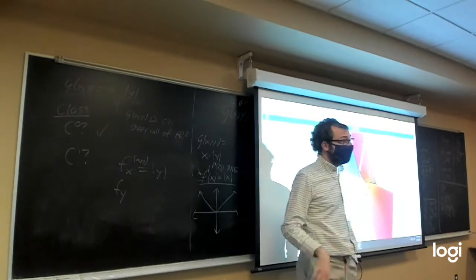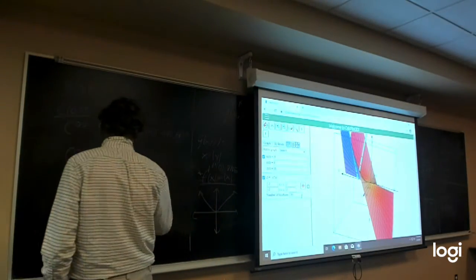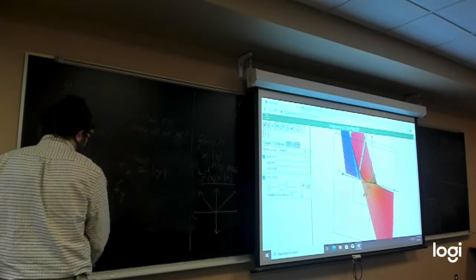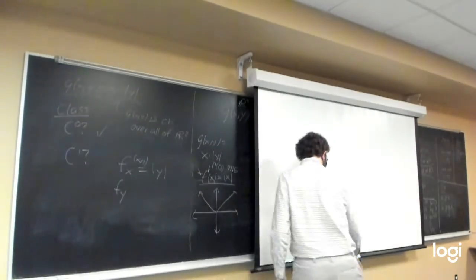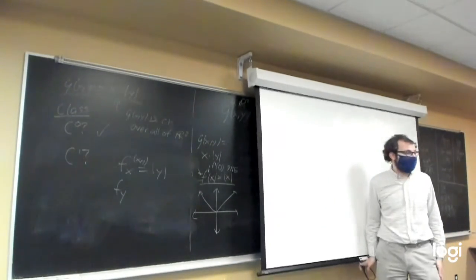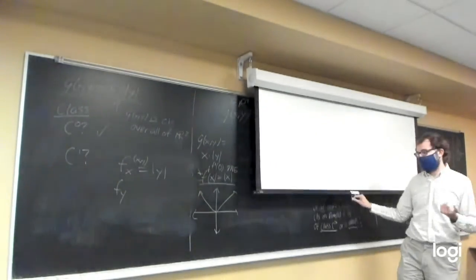Good question. I'm glad you asked. So let's see if we can show algebraically that our partial derivative of f with respect to y does exist at the origin. Or not the origin, at 1, 0.